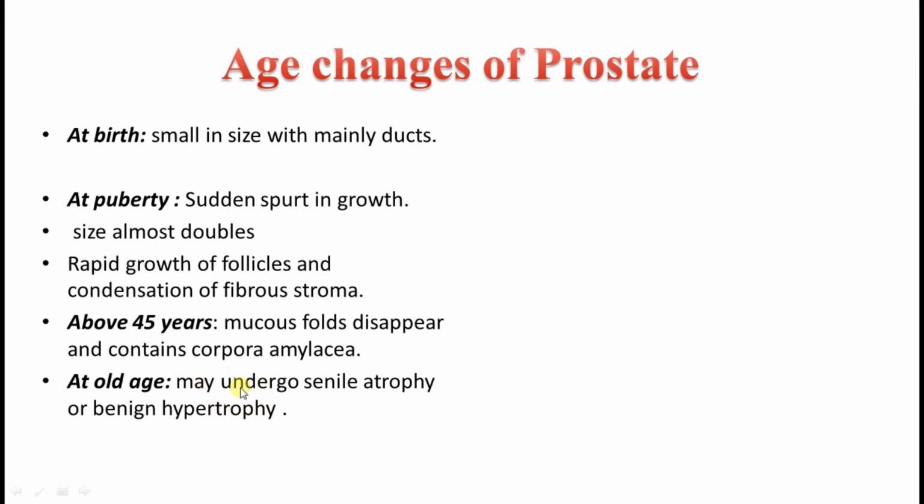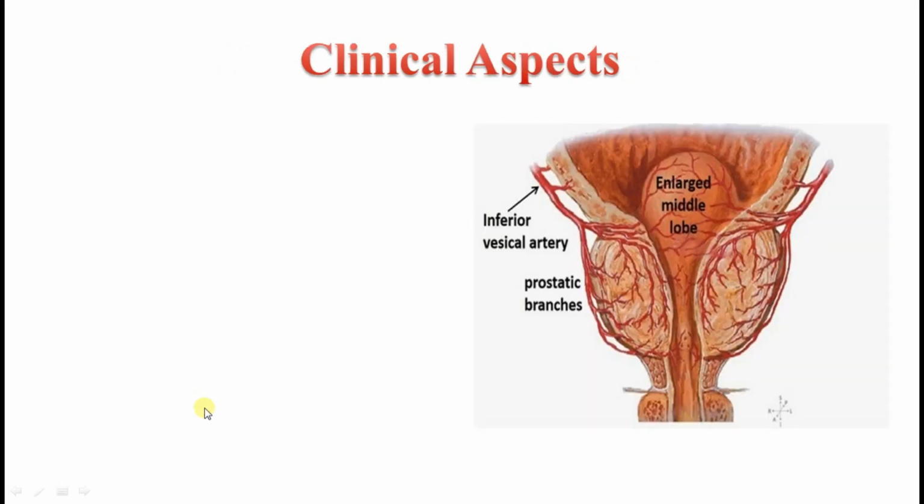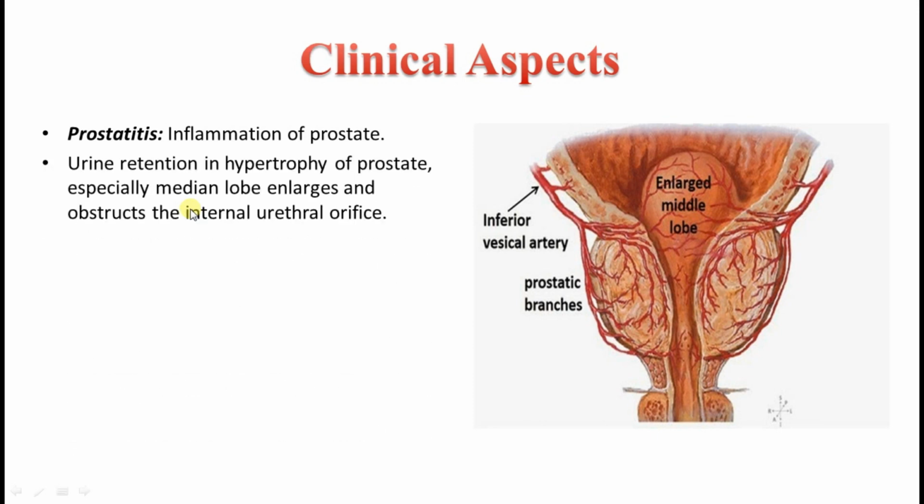The fibromuscular stroma might enlarge. The inner part of the gland might enlarge, forming benign hypertrophy in old age. So mainly an enlarged middle lobe, especially in benign hypertrophy, or inflammation of the prostate, prostatitis, might be due to so many reasons, bacterial infections or urinary tract infections. Anything might also affect the prostate gland.